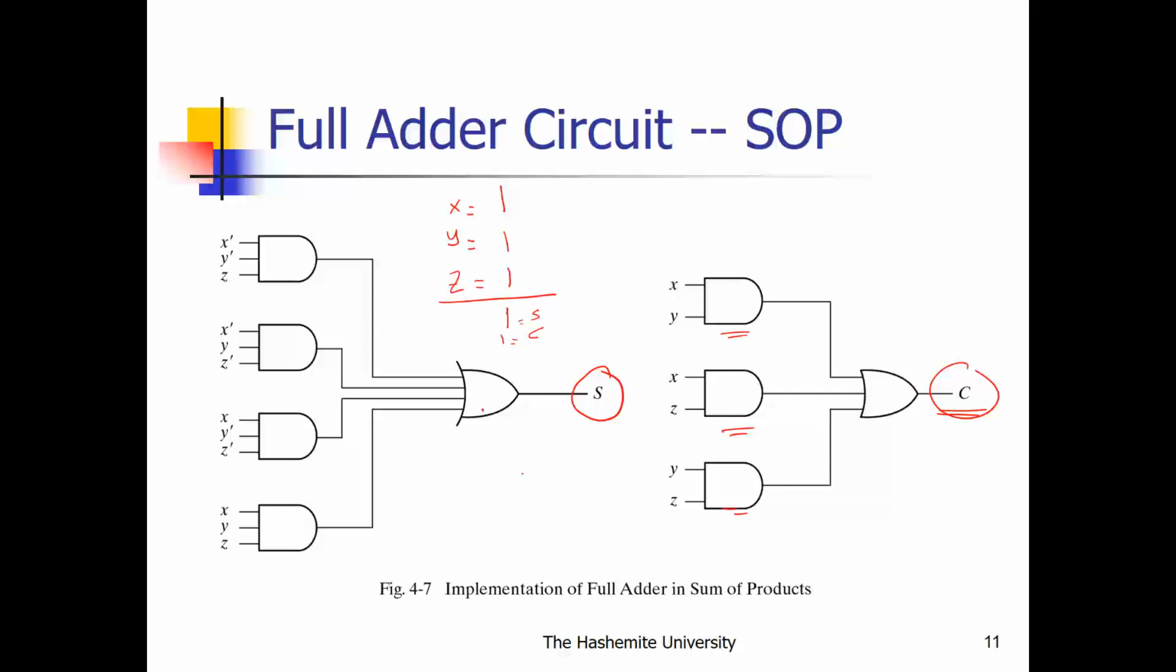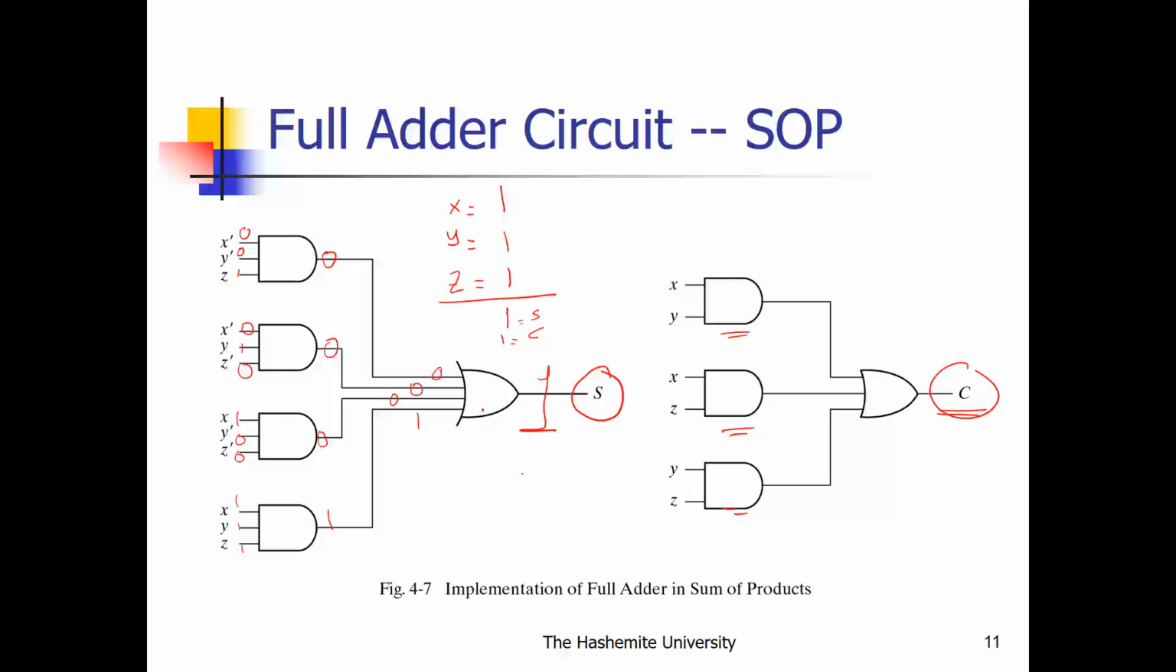So x here is 1, x prime is 0, y prime is 0, y is 1, and z is 1. Therefore the output here is 0. 0, 1, 0, the output is 0. 1, 0, 0, and the output is 0. 1, 1, 1, and the output is 1. So you have this XOR, which is fed 0 and 1, and therefore the output is 1.